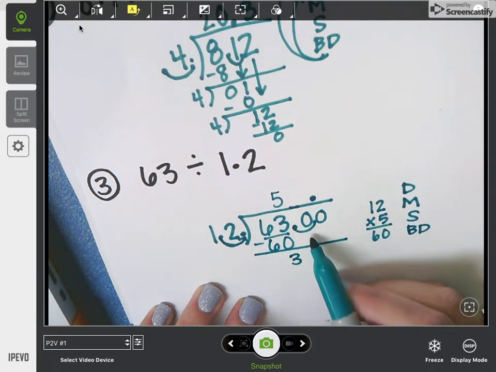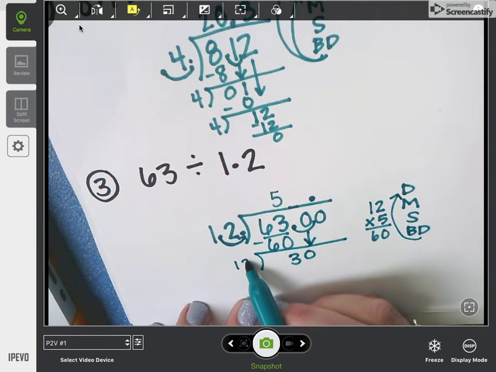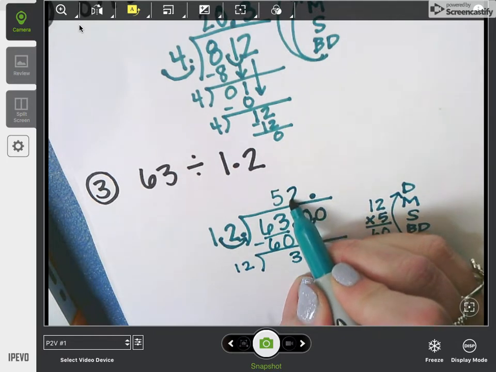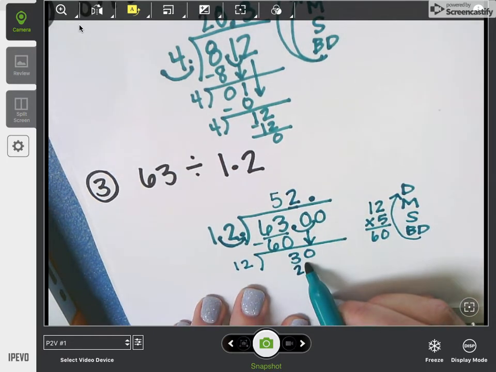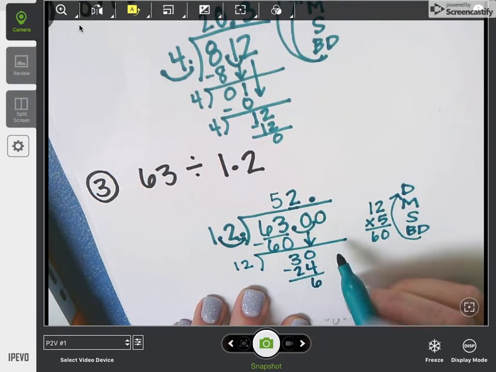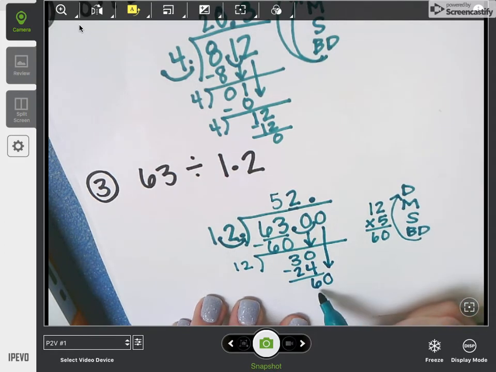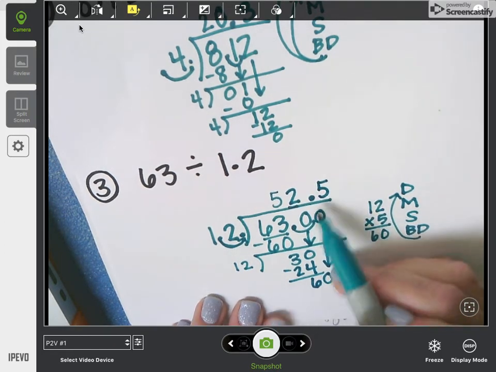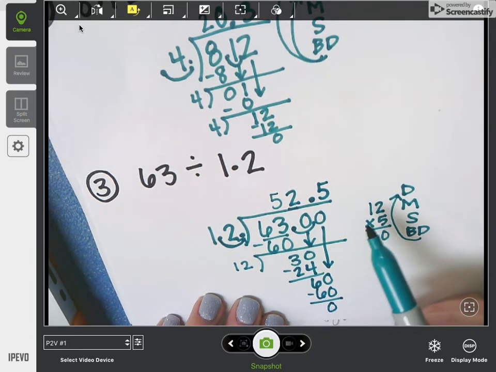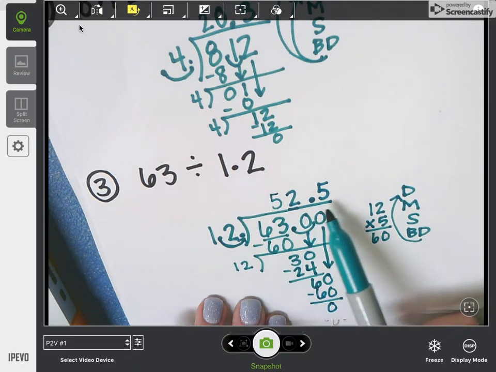And let's bring down one digit. We're going to start again by dividing. How many 12s can I pull out of 30? Well, I know that I can pull 2 12s out of 30. 2 times 12 is 24. We subtract. 24 from 30 leaves 6. We bring down the last digit, which is a 0, and 12 goes into 60 5 times. 5 times 12 is 60. 60 minus 60 leaves 0, and we're finished. 63 divided by 1 2/10 equals 52 5/10.